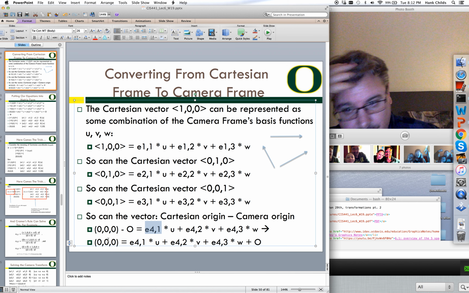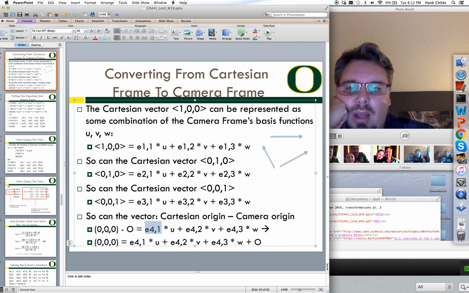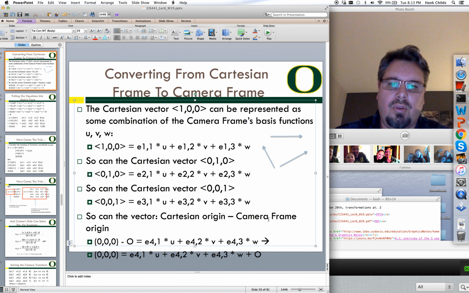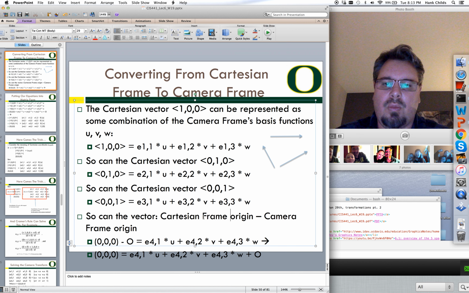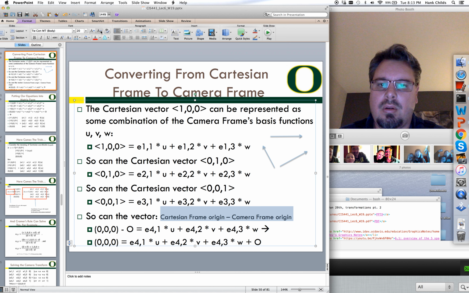And at the end, I add O to both sides of the equation, and instead of this vector, I want this point to be represented as the same vector plus the origin for the camera frame. And I think I'm even going to put the word frame here. It makes me feel better. Camera frame, Cartesian frame origin, and camera frame origin. And we'll make that smaller so it all fits. And so really I've just set up these equations saying that I know that all these equations can be true if I have the right coefficients.